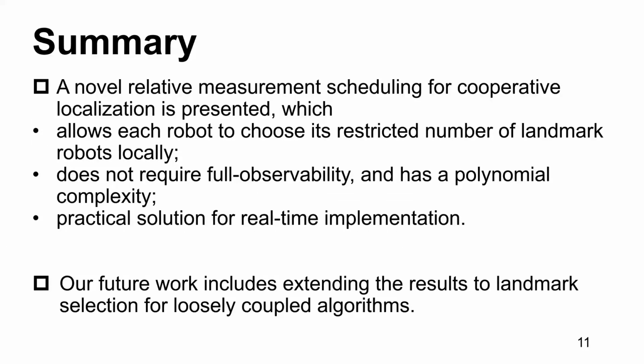In this paper, we study the problem of lowering the communication and computation costs of a 2D cooperative localization algorithm by relative measurement scheduling. We provide a new method that allows each robot to choose its restricted number of landmark robots locally without any collaboration with other team members. Our solution does not require full observability and has a polynomial time complexity. As a result, the proposed algorithm can be a practical solution for real-time implementation for robotic teams with resource-constrained robots.